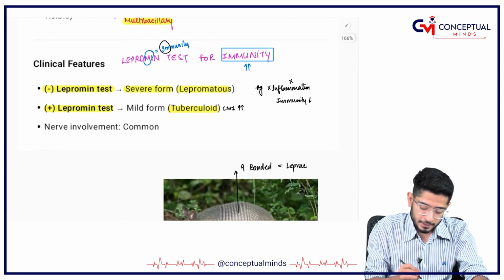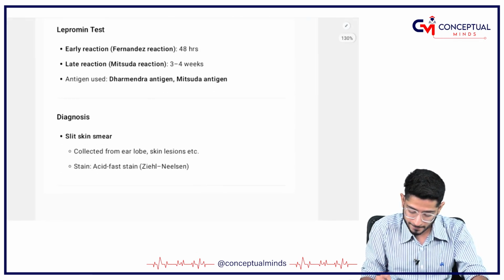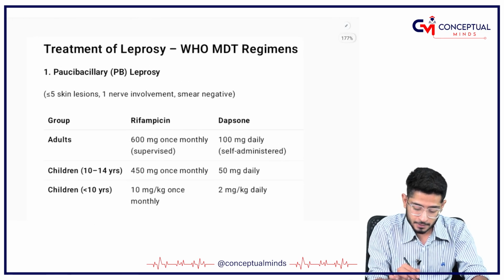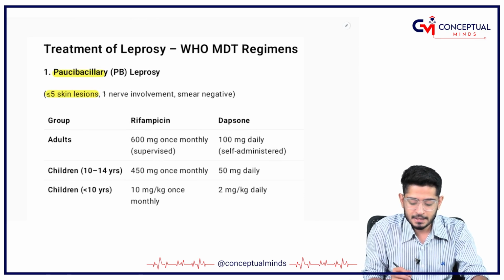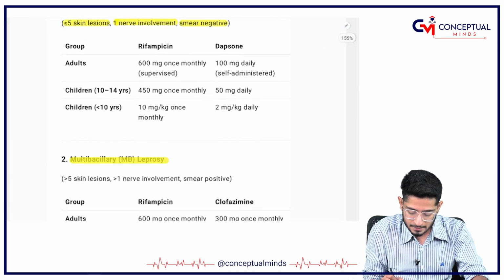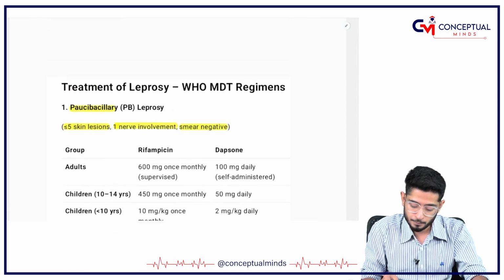Talking about the clinical features, one was the lepromine test, second is nerve involvement. Nerve involvement is common and skin involvement is also common. For example, if it is paucibacillary, there will be less than 5 skin lesions, 1 nerve will be involved, and the smear is not going to show any bacteria. Whereas if it is multibacillary, it is going to show more than 5 skin lesions, more than 1 nerve involved, and the smear is also going to be positive.